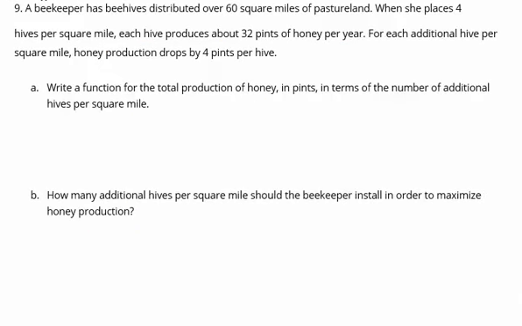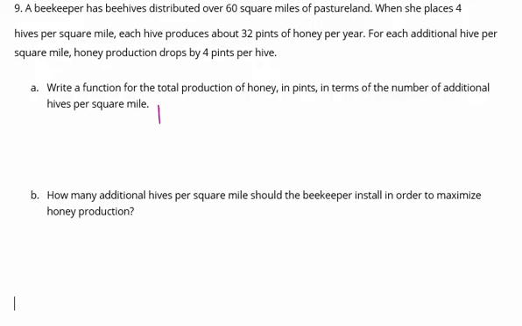A beekeeper has beehives distributed over 60 square miles of pasture land. When she places 4 hives per square mile, each hive produces about 32 pints of honey per year. For each additional hive per square mile, honey production drops by 4 pints per hive. So we want to write a function for the total production of honey in pints in terms of the number of additional hives per square mile.